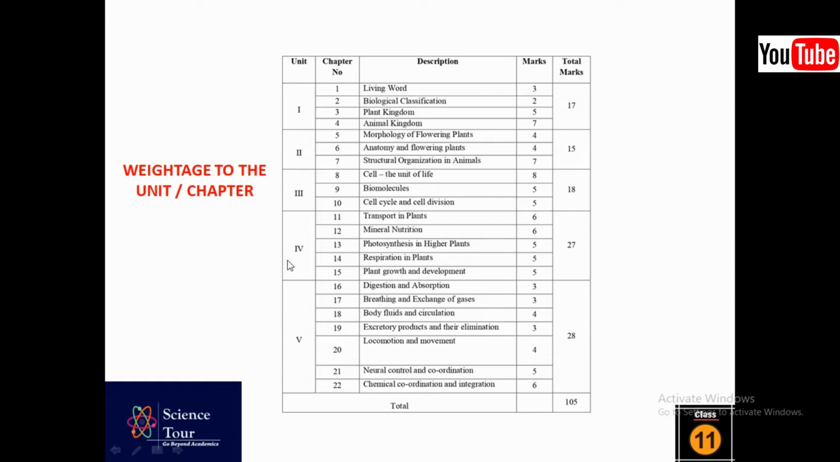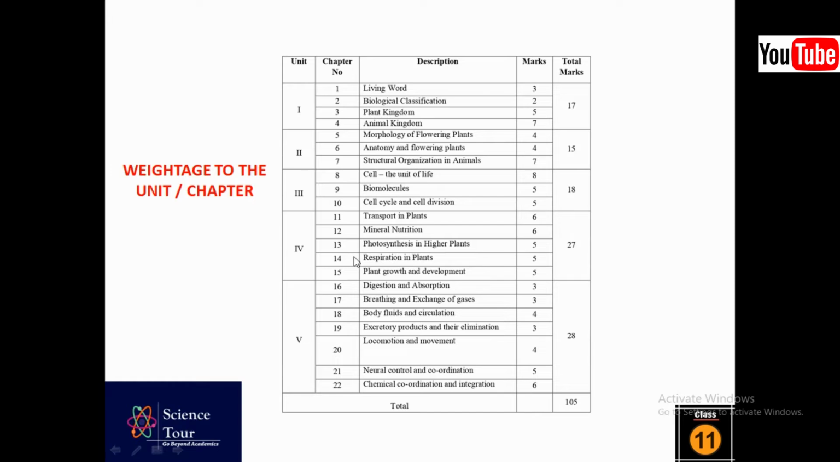Then coming to the 4th unit, that is plant physiology, having more weightage. Just see, 27 marks from plant physiology. So chapter number 11, it is transport in plants, having 6 marks. Here also one 1 mark question, one 2 mark question and one 3 marks question may come. Next, chapter number 12, that is mineral nutrition, having total weightage of 6 marks. Same thing, one 3 marks question may come and one 2 mark and one 1 mark. Slight variation may be there.